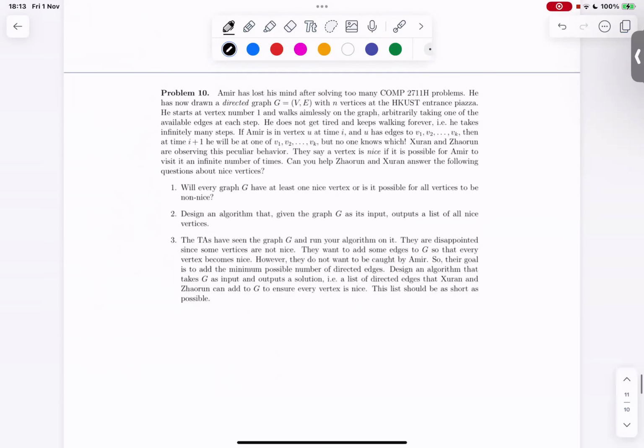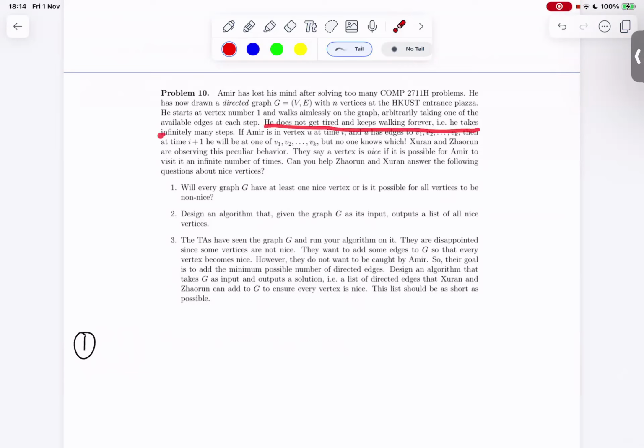Okay, so finally, part 10, problem 10. For part 1, Amir is arbitrarily choosing a vertex in the graph to visit, and we call a vertex a nice vertex if Amir can visit this vertex an infinite number of times. So it takes an infinite number of steps, and we say that a vertex is nice if it is possible for Amir to visit it an infinite number of times.